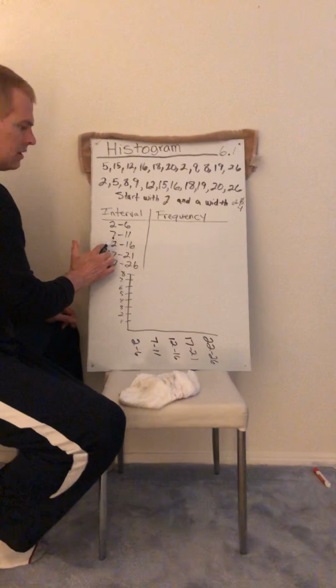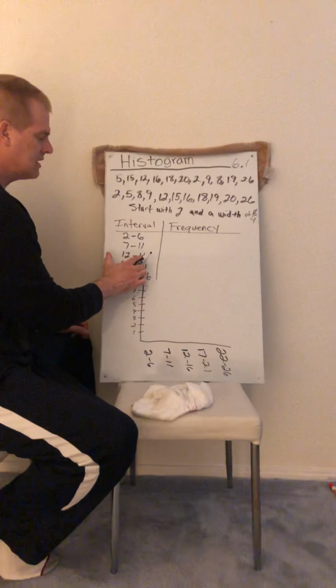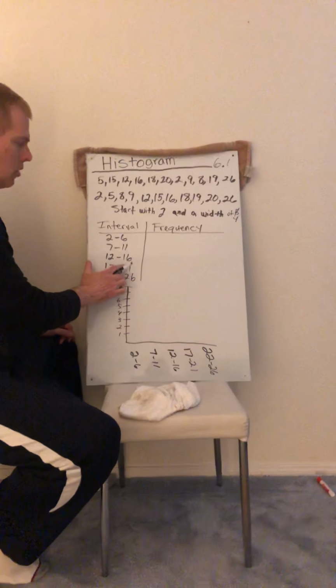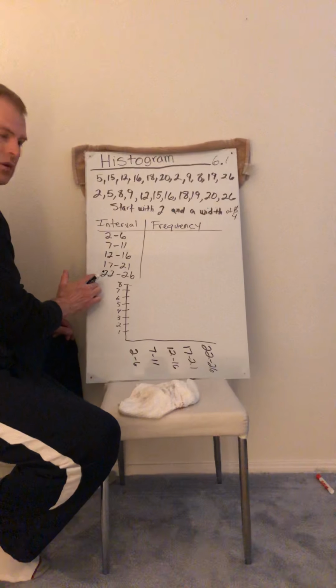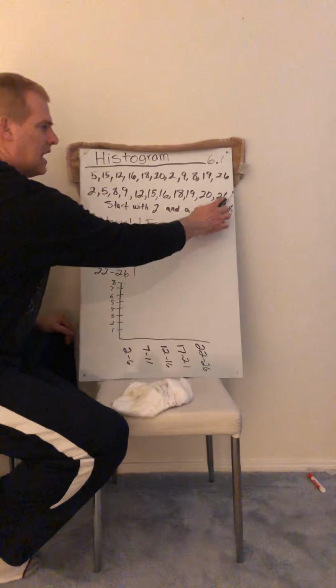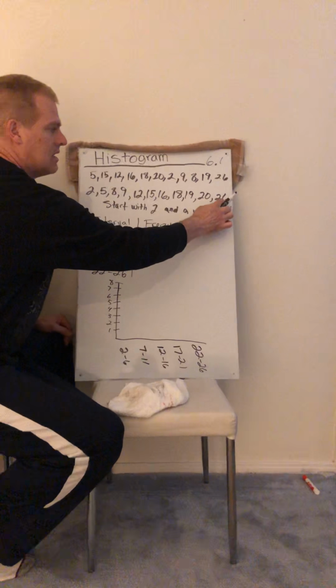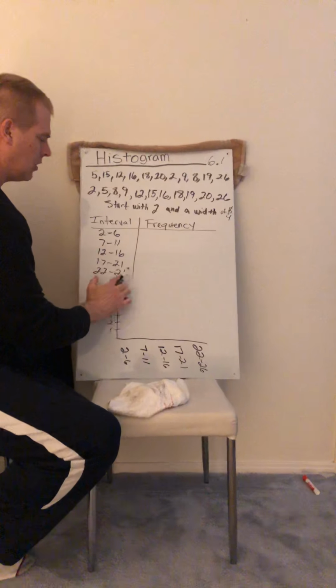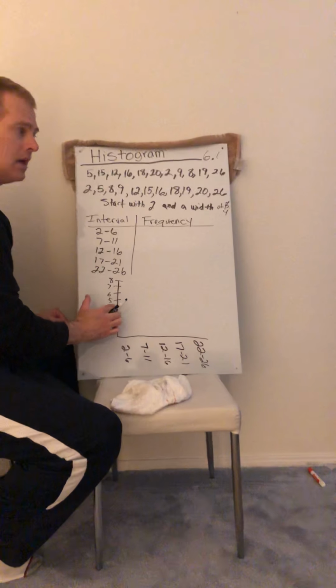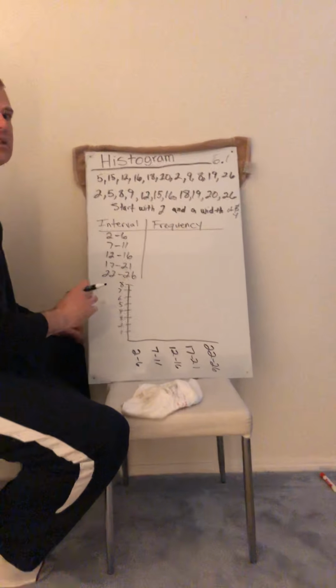Next number is 12. Add 4, I get 16. Next number is 17. Add 4, I get 21. Then 22, add 4, I get 26. Now I stopped at 26 because it ends up being our last number, and it is within that interval. We don't want to keep going. We could do as many intervals as we want, but we stop when we get to our last number.